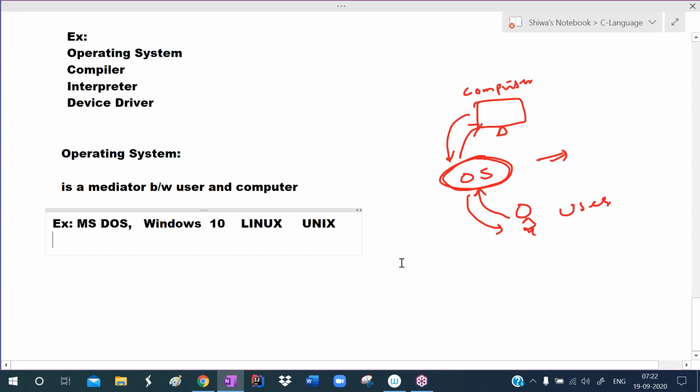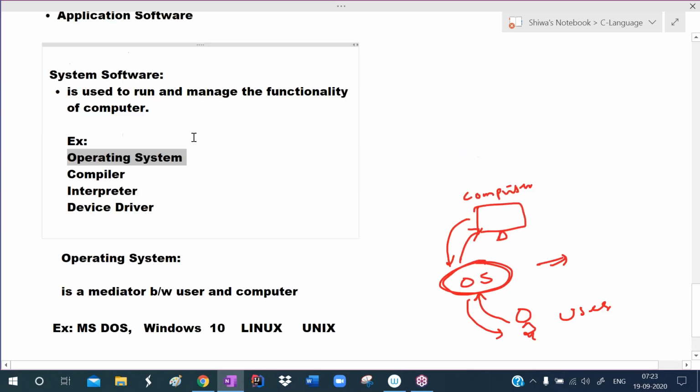Like that, to communicate with the computer, an operating system is required. An operating system is compulsory to run the computer. To manage the functionality of the computer, an operating system is required. So the operating system comes under system software. The software that is used to run and manage the functionality of the computer is called system software.